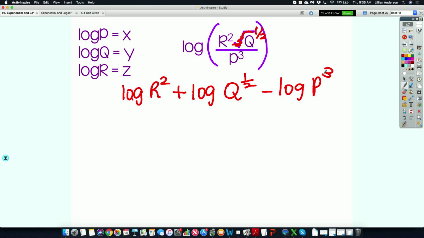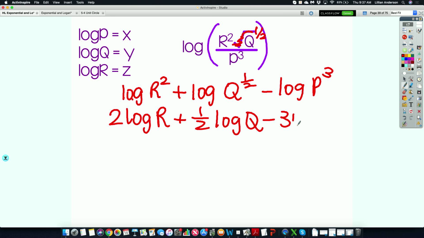Good stuff. Okay, so you have multiplication between r squared and q to the 1/2. You have the division of p to the third. So then you can expand it this way. And now we can take care of all the exponents because we have no more multiplications or divisions. And this becomes 2 log r plus 1/2 log q minus 3 log p.